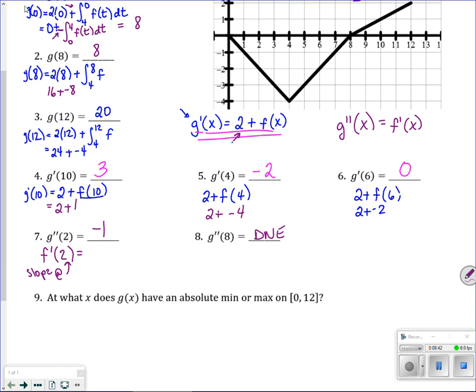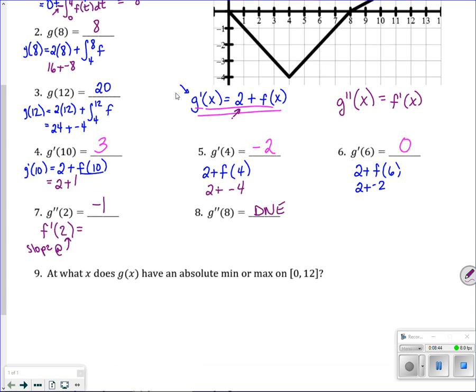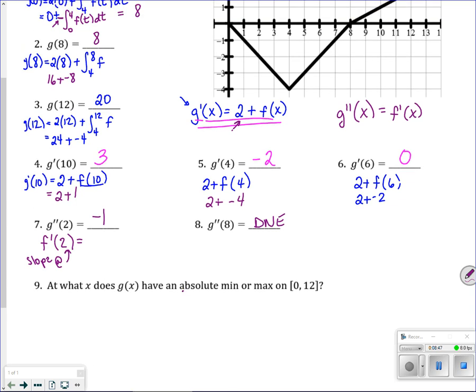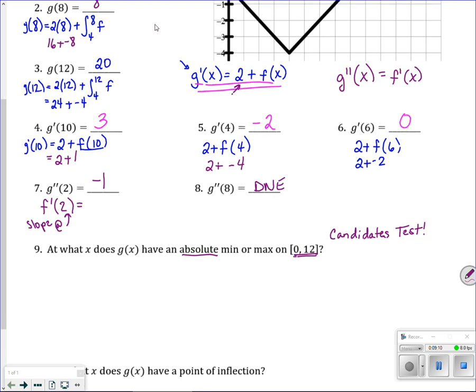Now let's read that again. I'm looking for an absolute on a closed interval. So an absolute on a closed interval, what should you be thinking of right now? Hopefully you go, oh, that's candidate's test. Now think about what your process is. Well, you have to identify the candidates, right? The candidates are your endpoints, so that's easy, 0 and 12.